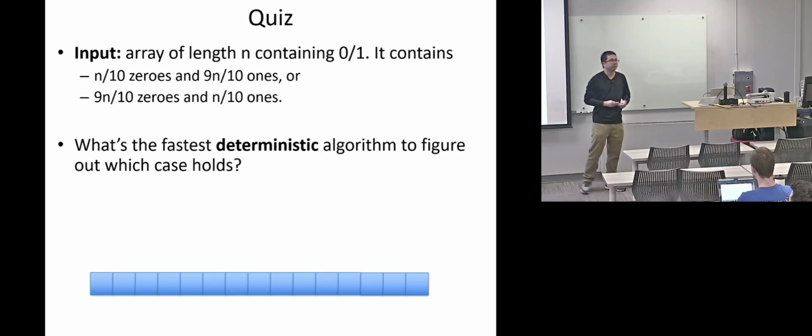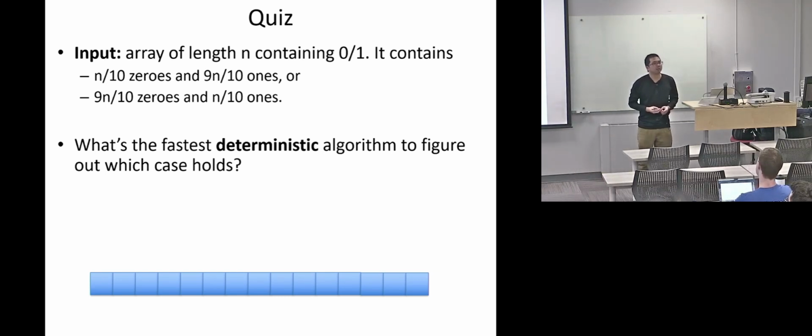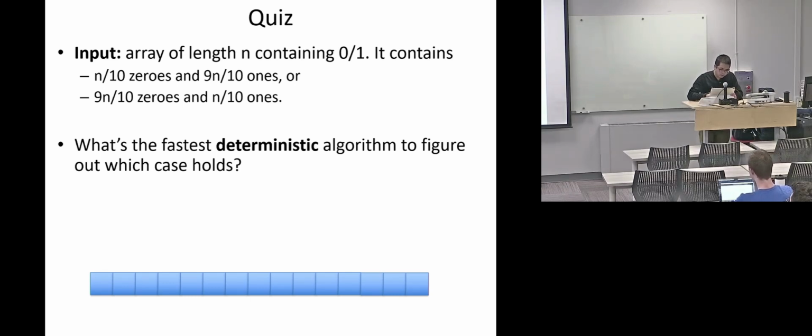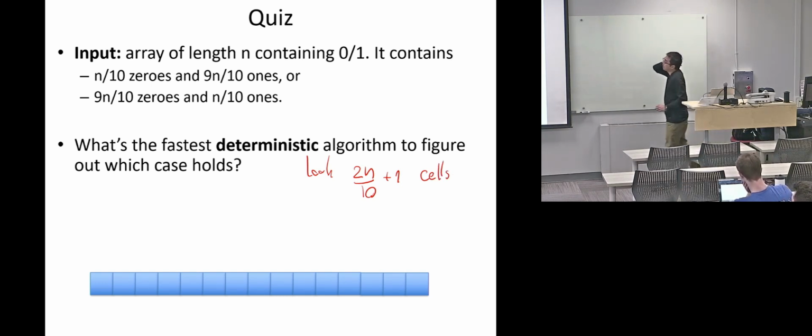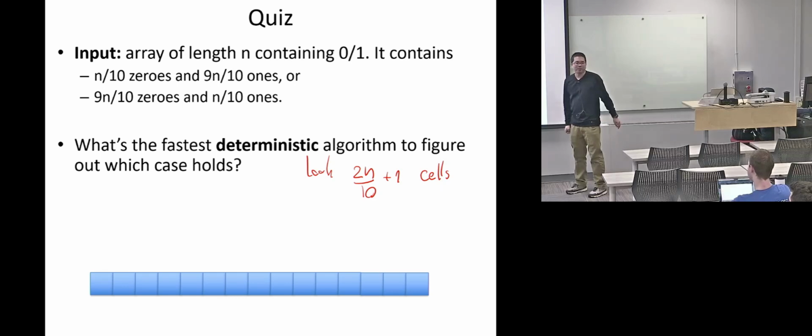I think you could take 2n over 10 plus 1 arbitrary elements, and you're going to have either zeros or ones, and one of them is going to have an amount that exceeds n over 10. That one is the 9 out of 10 one, and the other is the 1 out of 10. Good. So just look at 2n over 10 plus 1 cells, and then return the majority.